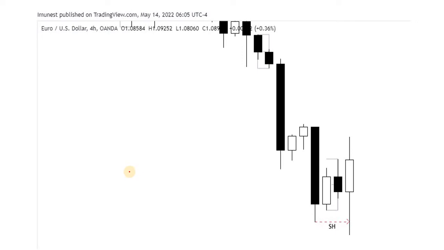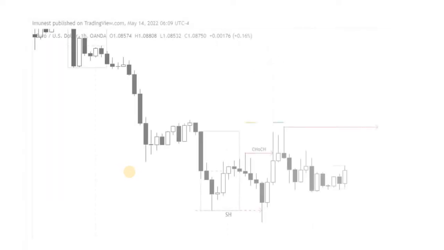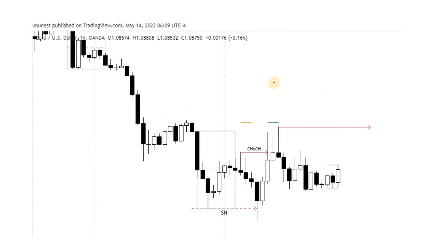That said, we can even scale down to a much lower time frame in order for us to see the trend more clearly, the structure more clearly. So here you can see this, we are on the 1 hour time frame. You can see that this move actually manipulated this low and broke structure to the upside. Now this is what we can refer to as the change of character, the bullish change of character.